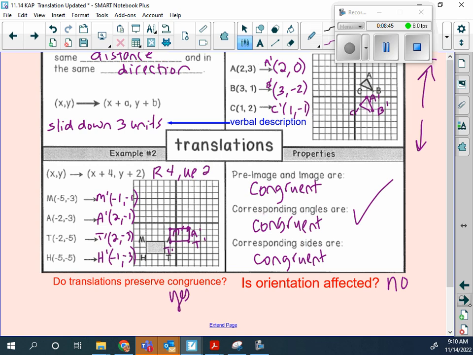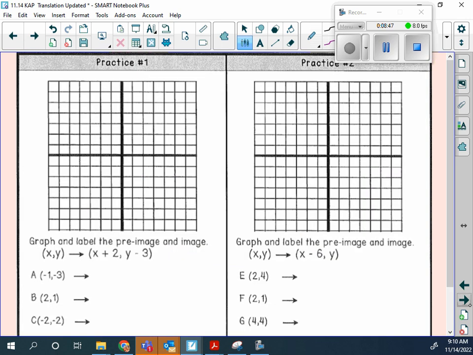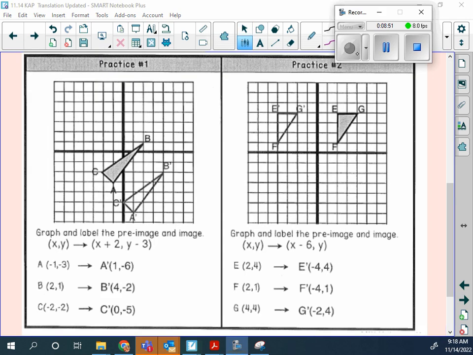Okay? All right, your turn to try. So you try with your table group partner, your home office. Let's add a verbal description to the first one. What would you say? It was 2 units right and 3 units down. 2 units right, 3 down. Okay? And how about this one?